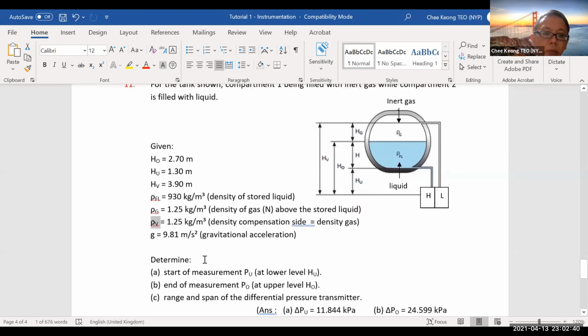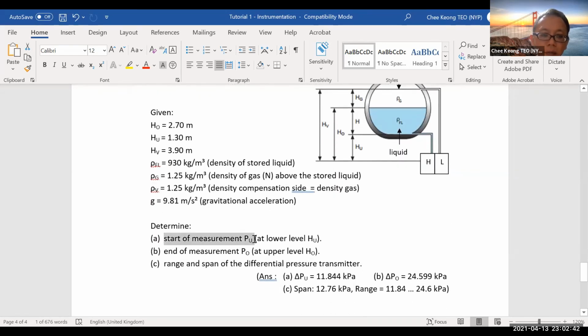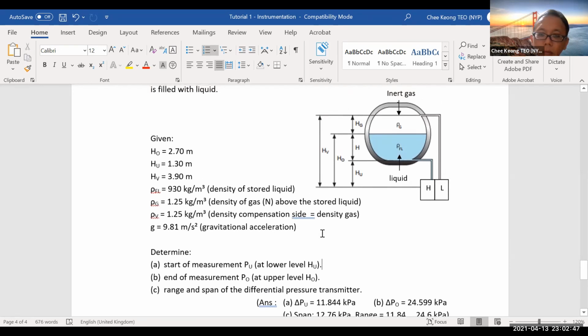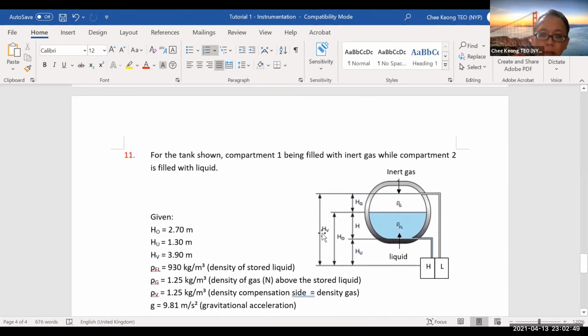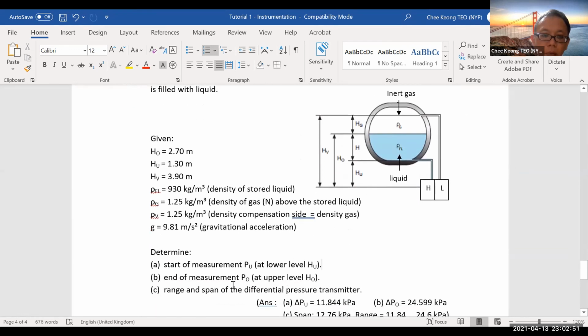And then they ask you to determine, at the start of the measurement, what is PU? What is the pressure? And then what is the PU at the end of the measurement? So they say that at the start of the measurement, the level is at HU. So at the start, it is at HU. So it means it's at this low level, right? At the end of measurement, it is at HO, not the hard maximum. So it starts here, it ends here, okay?